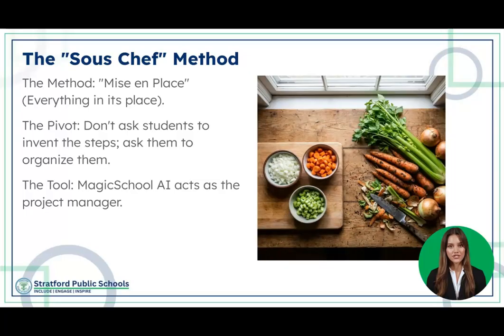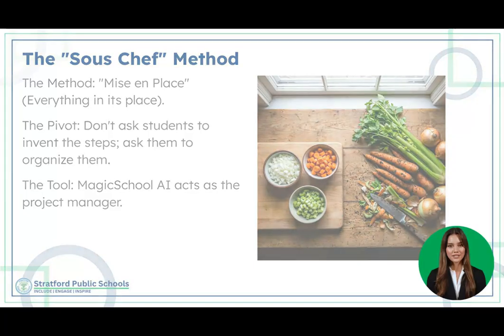But here is the catch. Novices don't know what the ingredients are. They've never built a garden before, so they don't know they need a soil test. This is where we use AI not to do the work, but to structure it. We use MagicSchool AI as the sous chef to list the ingredients, so the student can get to cooking.